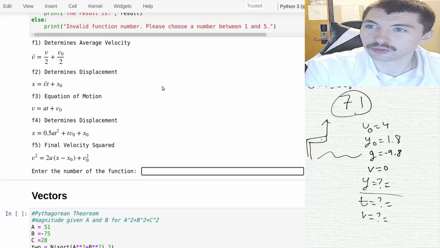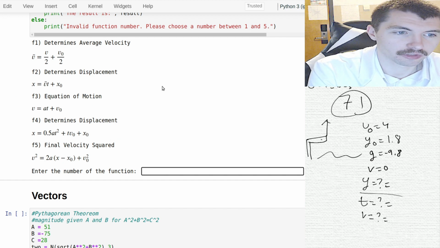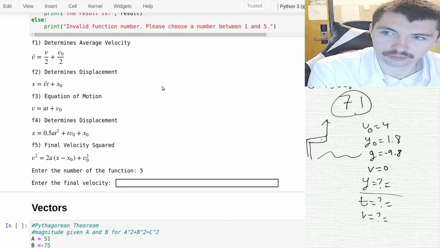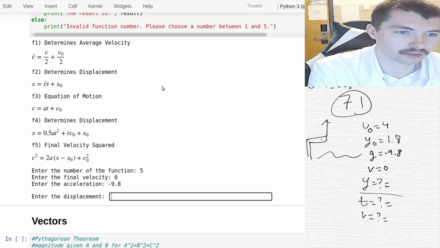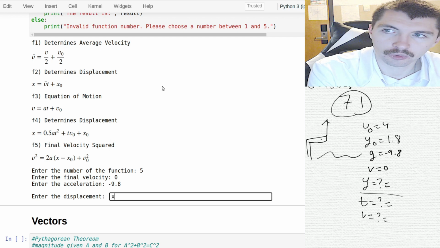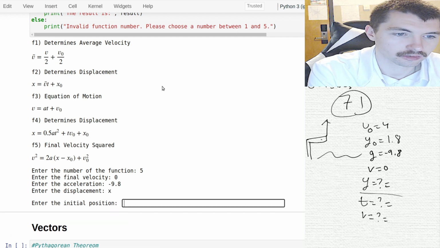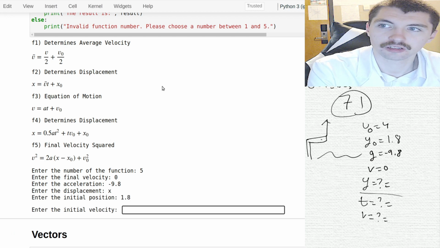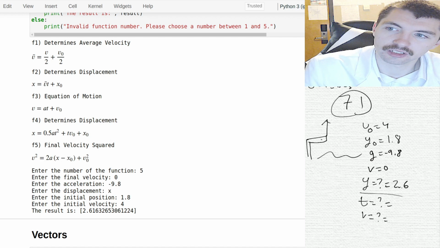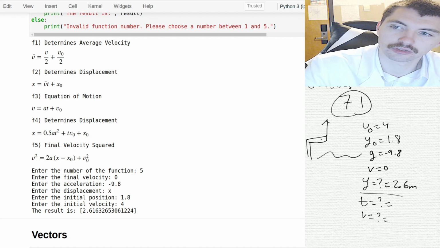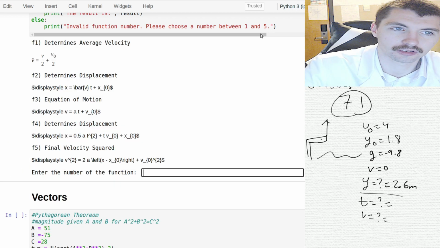So we're going to use solving for y, probably doing equation 5. Solving for, final velocity is 0, -9.8. So we don't know x, but we know y, 1.8. So 2.6 meters. Okay, time in the air.